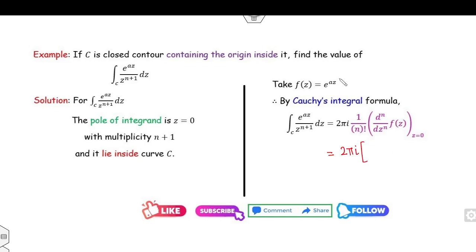Can you find the nth derivative of e raised to power az? It is a^n times e raised to power az at the point z is equal to 0. So the answer is 2 pi i a raised to power n over n factorial, because e raised to power 0 will be 1. That is the right answer.